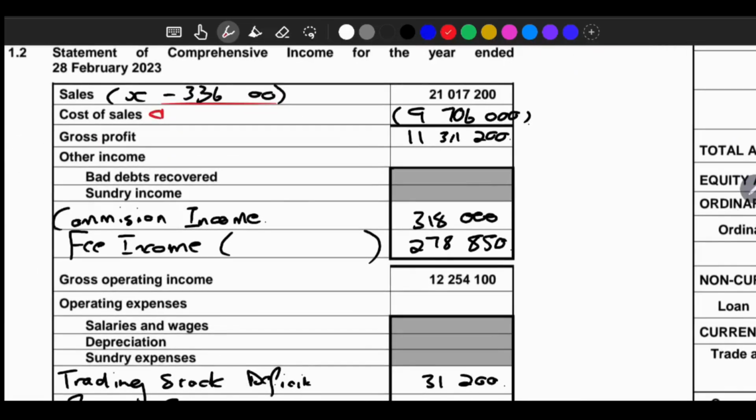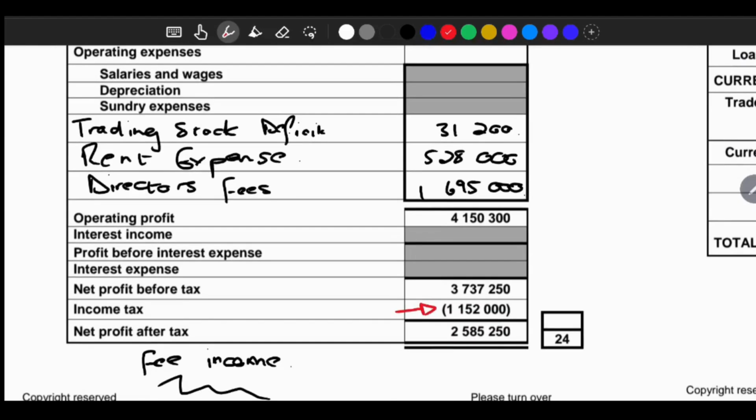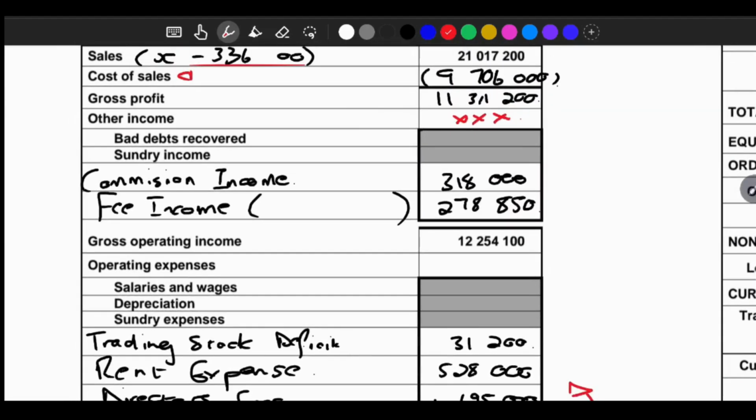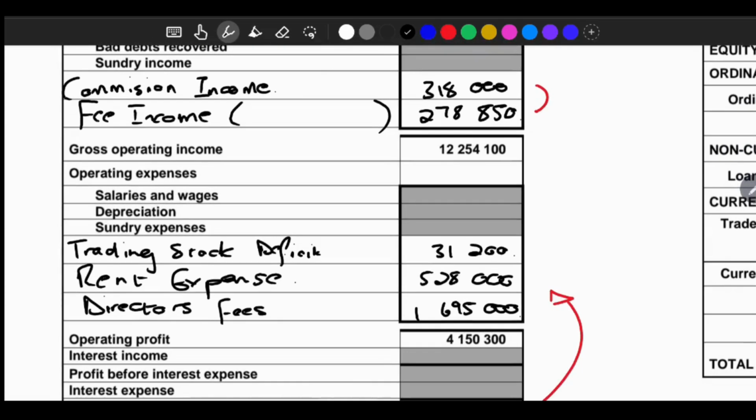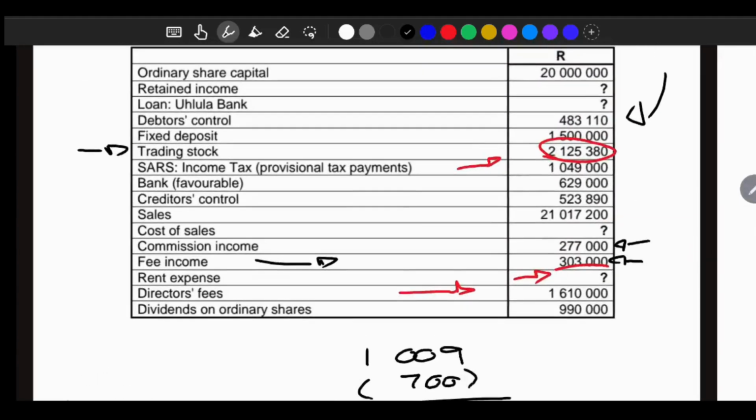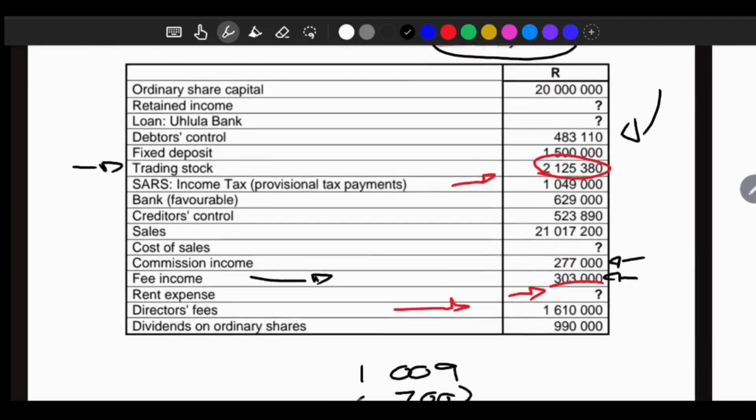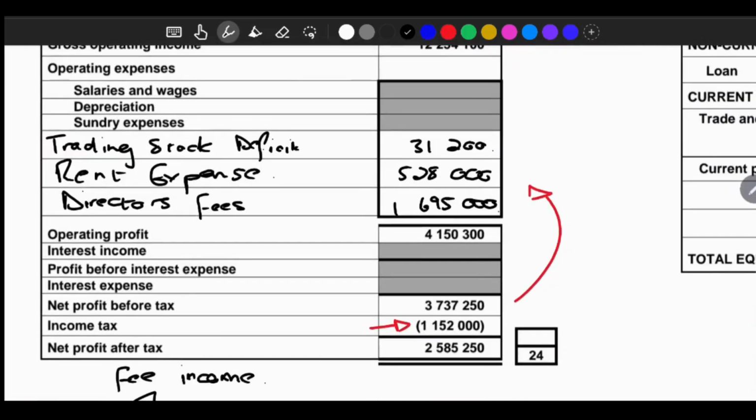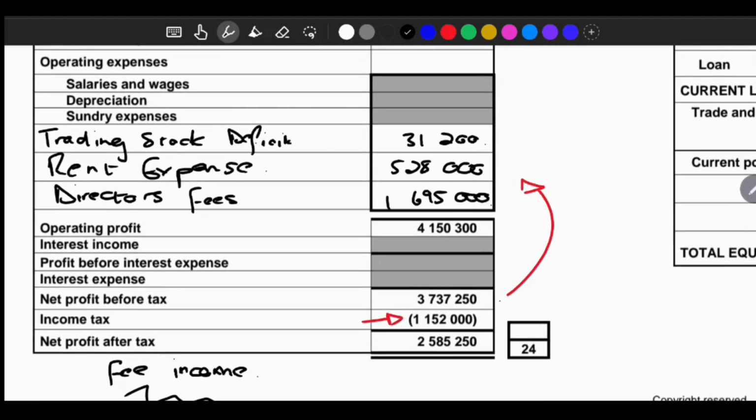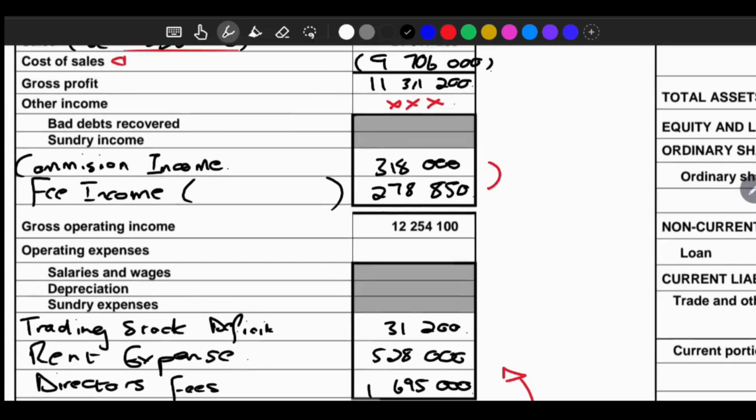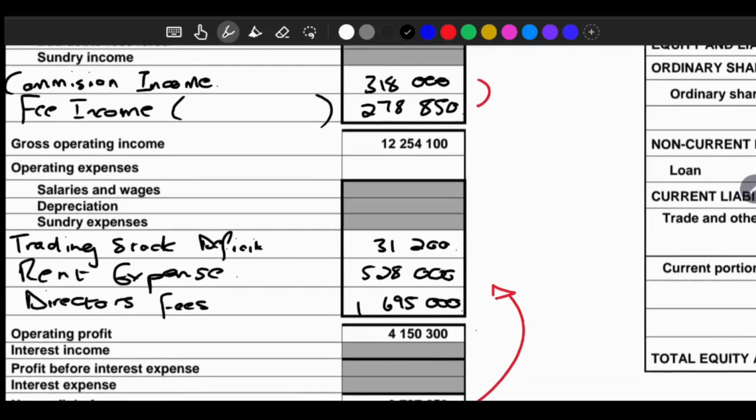So the amount here for other income, we'll see whether it's an amount that we calculate going back up, or we just add these two, right? But regardless, we'll get to the answer, right? Operating expenses will be all of these added together. Do we have salaries and wages here? We do not. So same thing, we'll work from the bottom going up. So you have your net profit before tax, then you have your operating income. Your operating income is the difference between your gross operating income and your operating expenses.